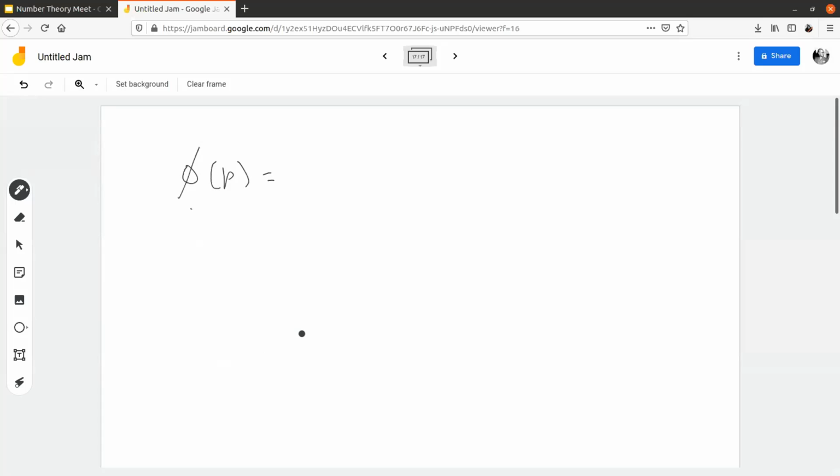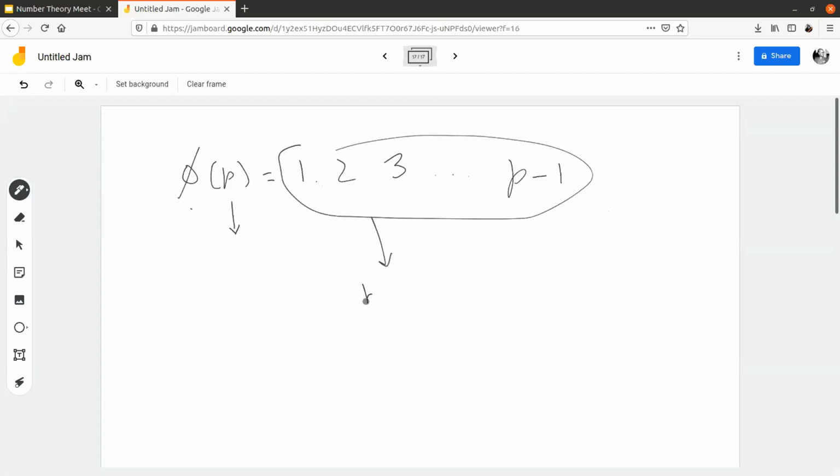I guess I'll say this: if I have p as a prime number, then phi of p will be all numbers that are less than p, and that involves 1, 2, 3. So it involves every number up to p minus 1, because all of these are co-prime with respect to p. So how many numbers do I get? I have to count all these, so by default it becomes p minus 1. So phi of p is equal to p minus 1.